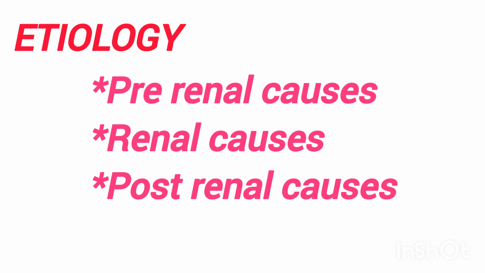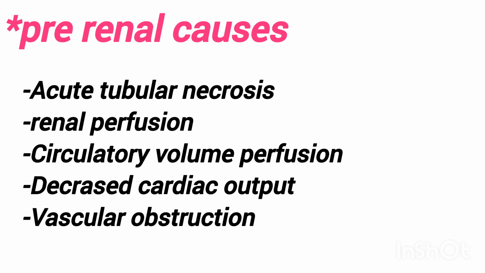Now we will see the etiology, the main causes of acute renal failure. It is divided into pre-renal causes, renal causes and post-renal causes. Now we will see them one by one. What comes under pre-renal causes? The first cause in pre-renal is acute tubular necrosis. It is a condition which occurs due to the lack of oxygen and blood flow to the kidneys.